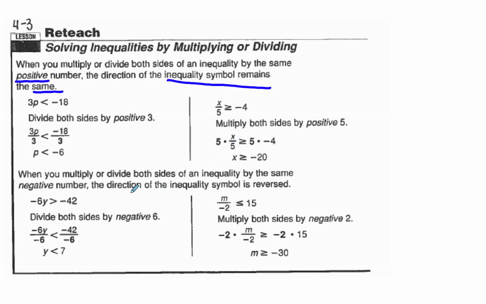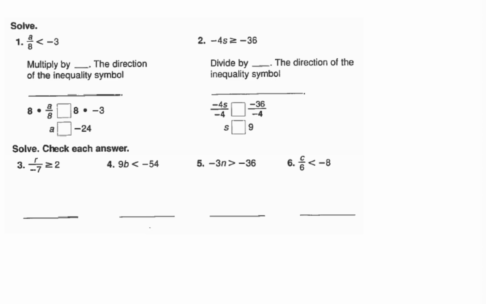However, when you multiply or divide both sides of an inequality by a negative number, the inequality symbol is reversed. So like on this one, negative 6 times y is greater than negative 42. We would have to cancel out this negative 6 times negative 6 with dividing by negative 6, and that gives us y is less than 7. And then here we're multiplying both sides by negative 2. Again, that less than or equal to sign is going to flip to become a greater than or equal to sign. All right, so let's go ahead and try some problems here.